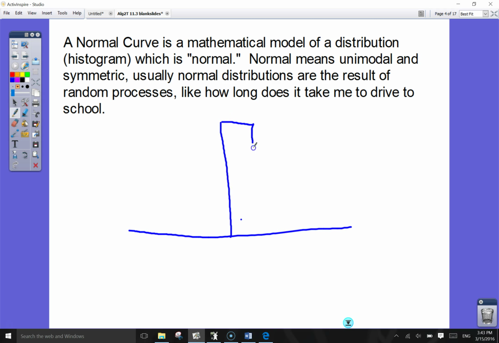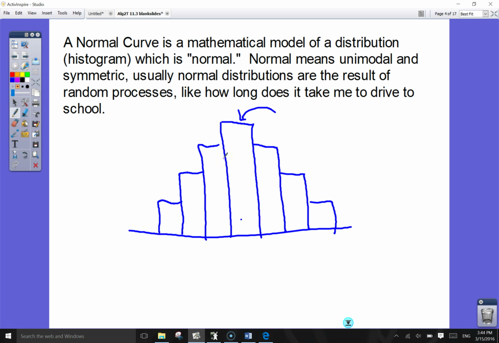So the highest bar would have been in the middle, and then the bars on either side would have fallen away, pretty much the same because it's symmetric. So you call a distribution like this unimodal because it just has one peak in the middle, and symmetric because it's the same on the left as it is on the right. Okay, so that's generally what a normal distribution looks like.